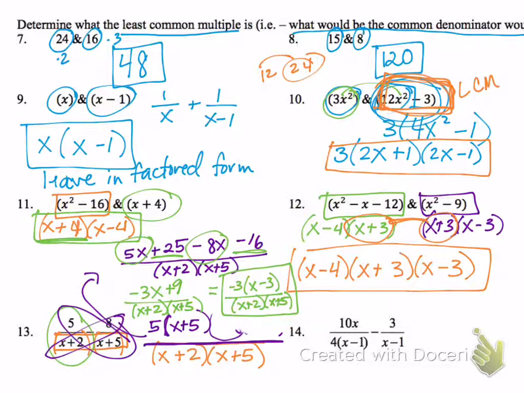So if you try number 14, I'm going to put the answer on the board. 5x minus 6 over 2x minus 1.